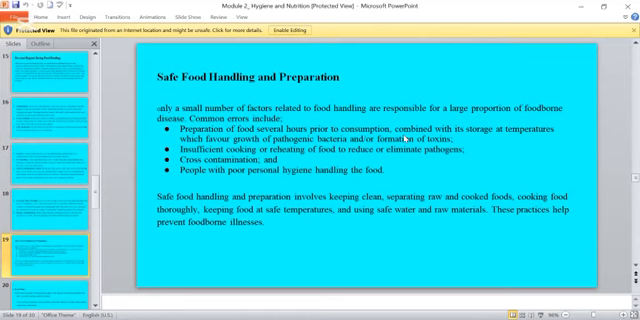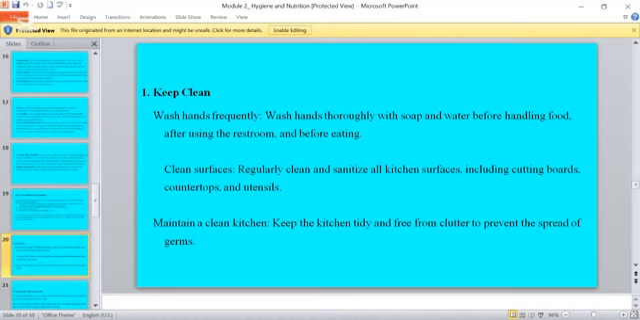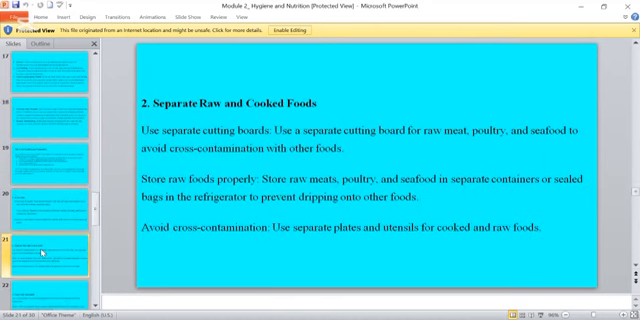These practices help to prevent foodborne diseases, and they are: one, keeping the kitchen clean, and this involves washing the hands frequently with soap and water, regularly cleaning and sanitizing all kitchen surfaces, including cutting boards, countertops, and utensils. It involves keeping the kitchen tidy and free from clutter to prevent the spread of germs.